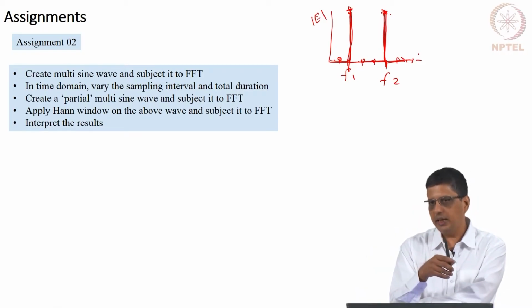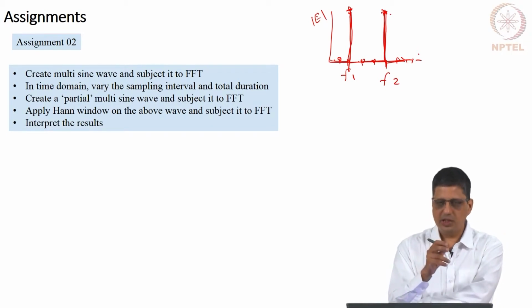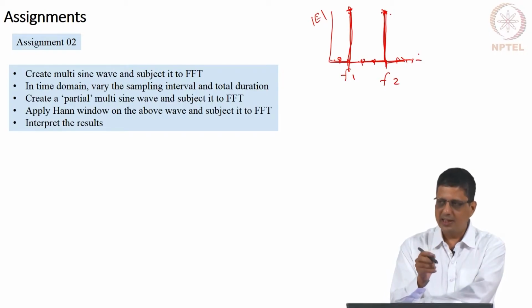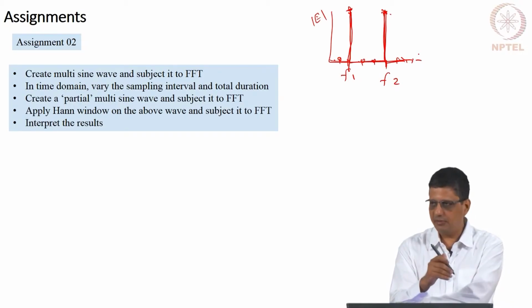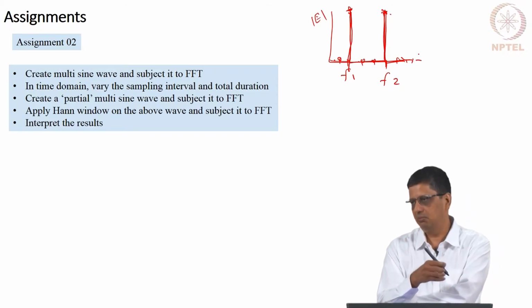If they are not exact, there is something wrong in what you have done. You may or may not be able to identify it, that is fine, but I would like you to write that yes, it is supposed to come at 5 millivolt, but it is not coming at 5. You might think it is round off error, you might think it is some other error, but you should notice that, write that down.